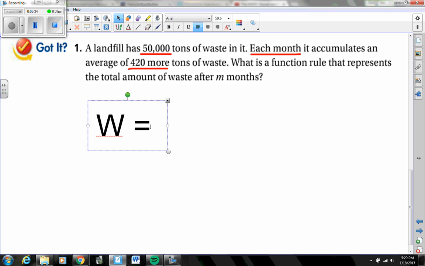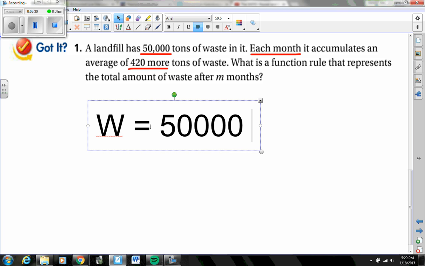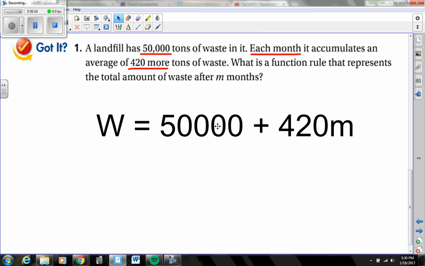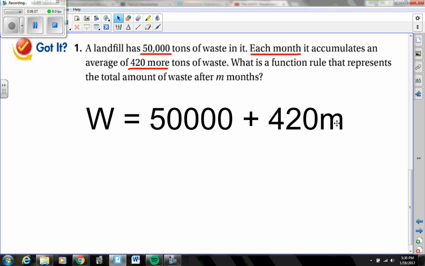In this case, waste starts out right now at 50,000. And then each month we're going to add on 420 more tons of waste. So 420 times m, 420 tons of waste every month. When it says each month, that implies I need to multiply by my variable. So W equals 50,000 plus 420 times m. M is months, so however many months I go, that's what I need to multiply by 420.